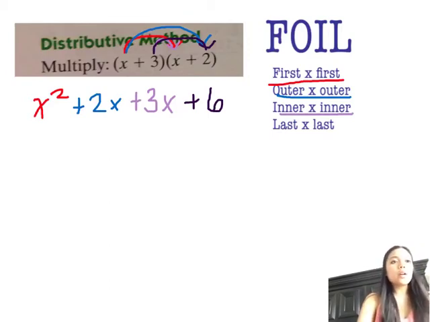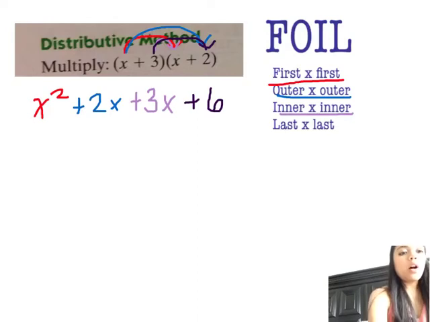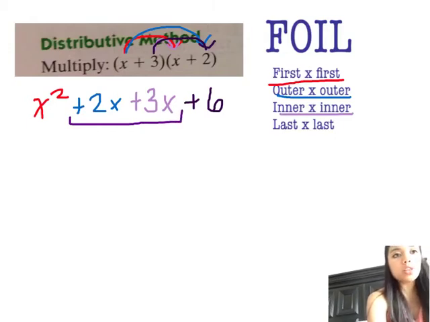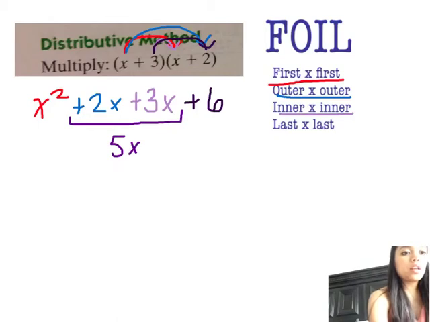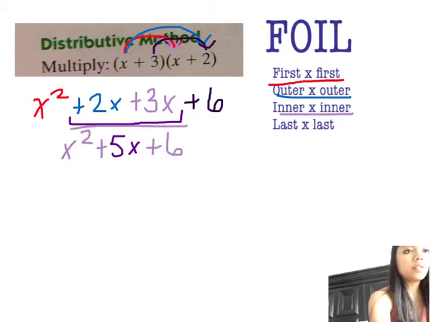So now I have x squared plus 2x plus 3x plus 6. Now all I need to do is that last step and combine like terms. The only ones I can combine are my 2x and 3x, so that's 5x. And then I drop everything else down: x squared plus 5x plus 6. And that would be my answer.